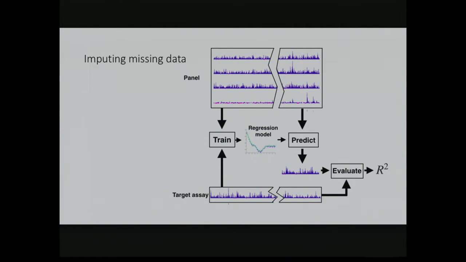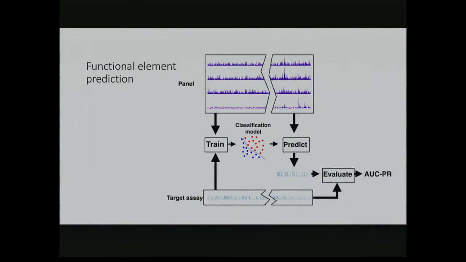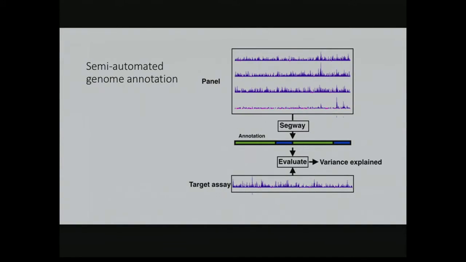operation. So in the first scenario, that evaluation box, we're splitting the genome into a train and test set. We train a regression model, in this case a support vector regressor, do a prediction and just see what's the R-squared between those two. In the functional element prediction, it's very similar, except now we're taking an annotation. In this case, it's things like ChIP-seq peaks for known factors and just looking at the area under the precision recall curve. And then for semi-automated genome annotation, we partition the genome and assign it labels, and then ask how much variance does this annotation explain in the held out data.